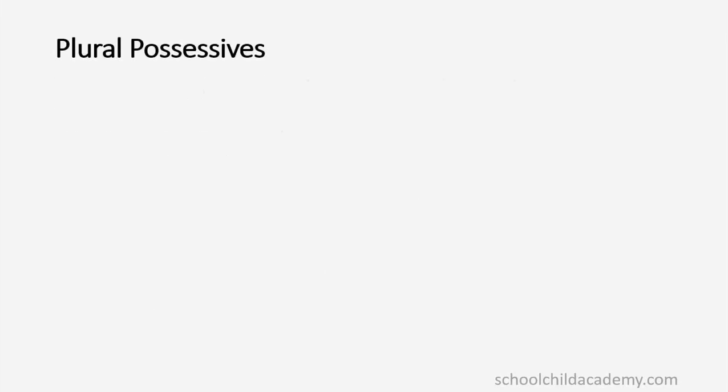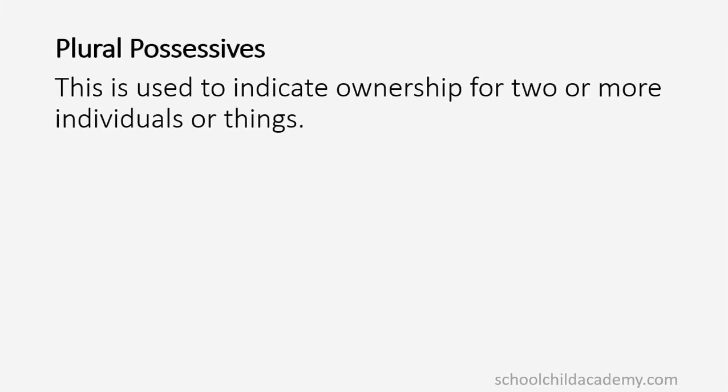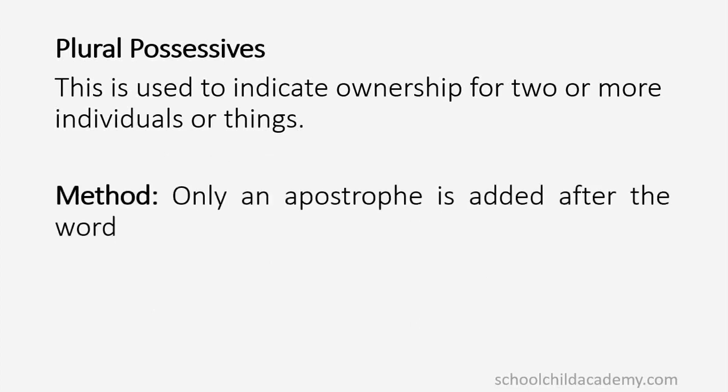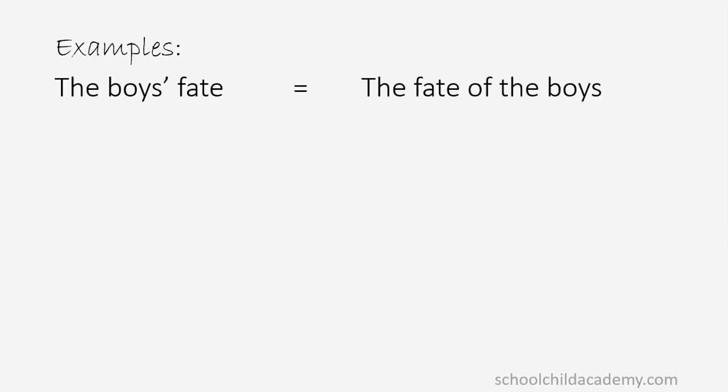Plural possessives. This is used to indicate ownership for two or more individuals or things. The method is only an apostrophe is added after the word. Examples: the boys' fate, the fate of the boys. As you can see here, the apostrophe is added after the S. The S is the natural one that comes with the plural.